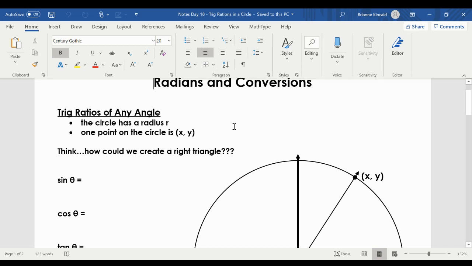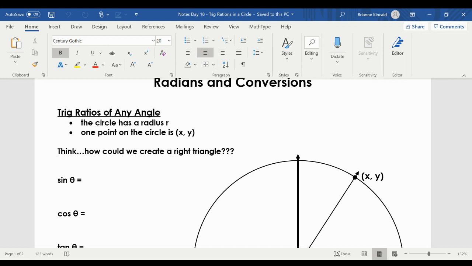Hey everyone, for this video we are going to be talking about trig ratios of any angle within a circle. So general rules that we're going to take is we are going to say that the circle has a radius r. It's not important that we know what r is yet. This is just to kind of break it down a little bit.